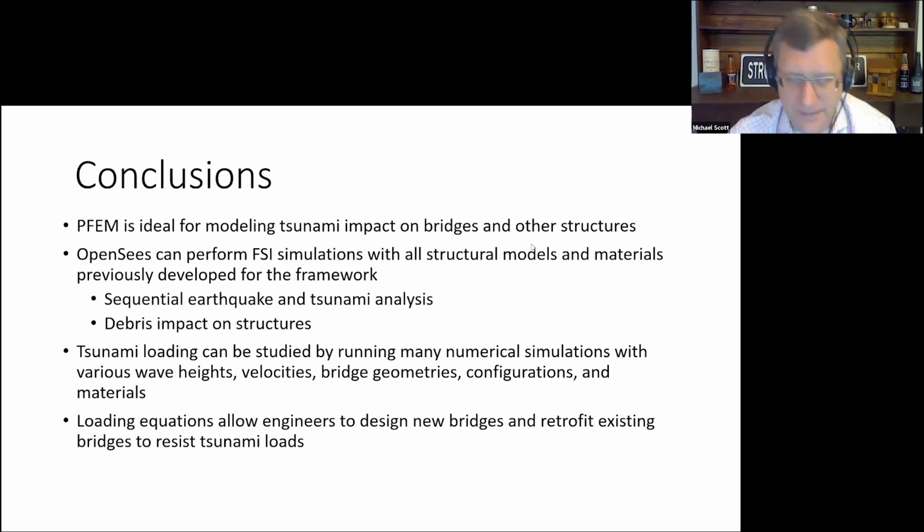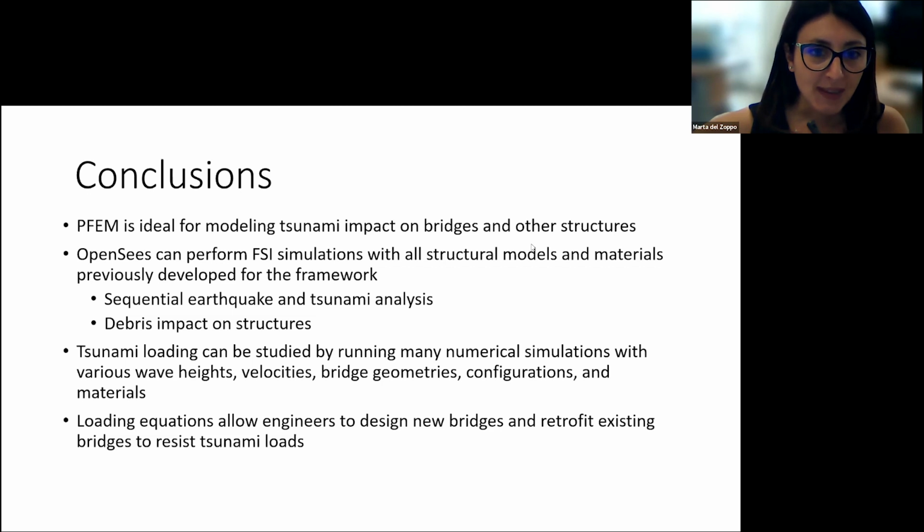Okay, thank you. We have another question from Ida Maitan. What are the main advantages of PFEM compared to other Lagrangian methods such as SPH or MPS?